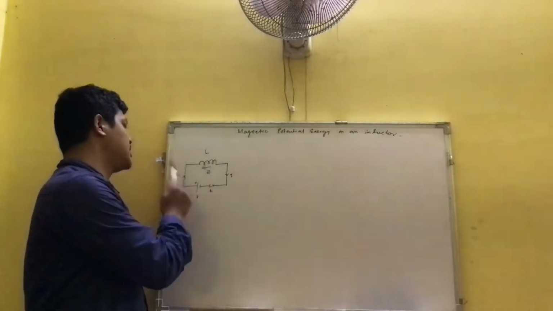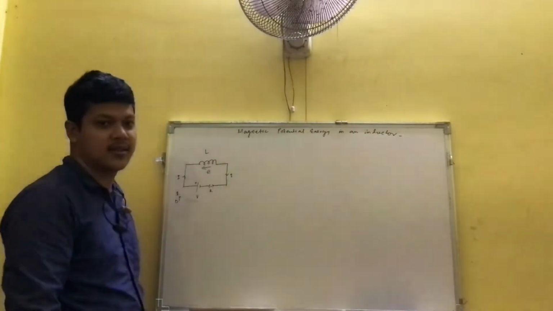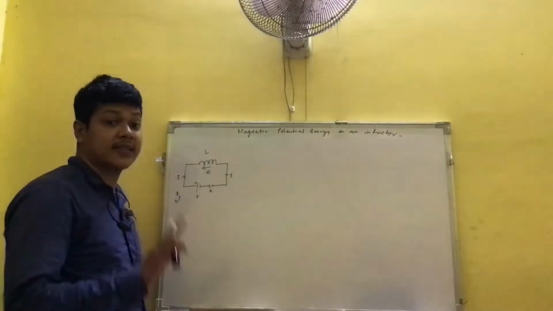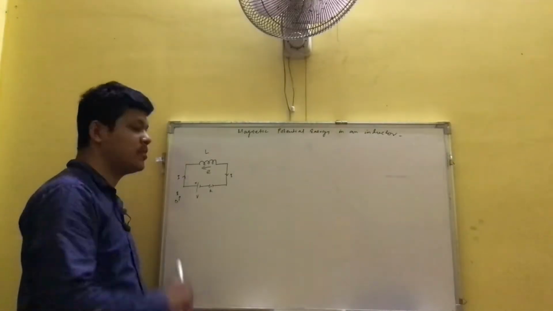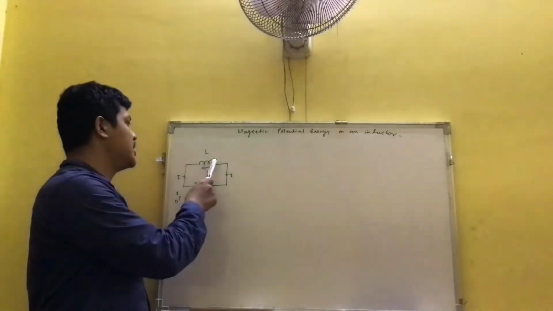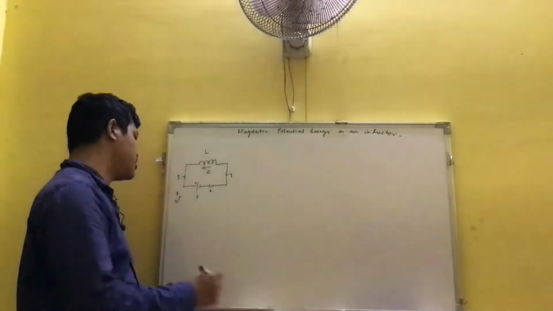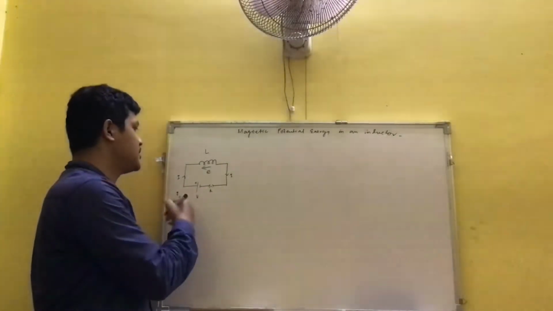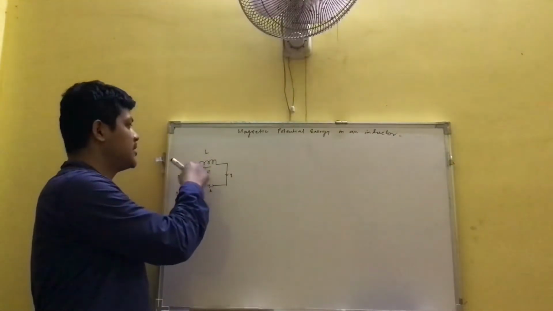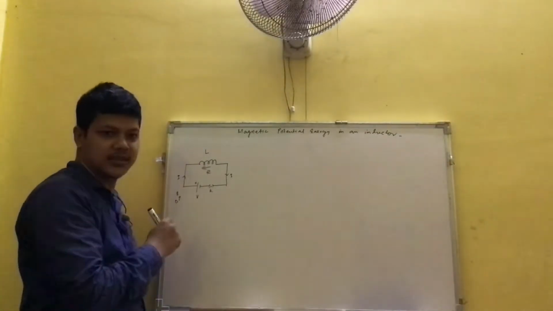As it opposes this current, to maintain and continue the current in this circuit, an external work must be done here. That external work will be stored as electrical potential energy in this inductor, right? So the external work done to continue the flow of current in this circuit will be stored as magnetic potential energy in the inductor.